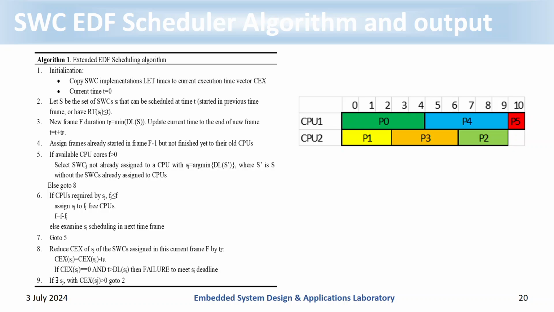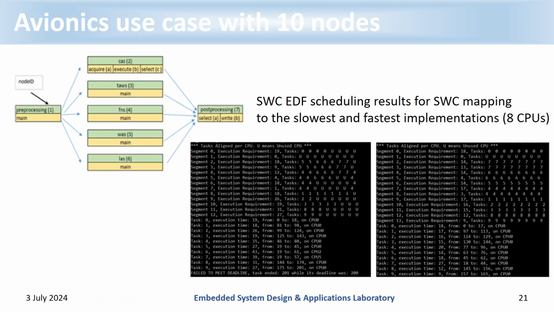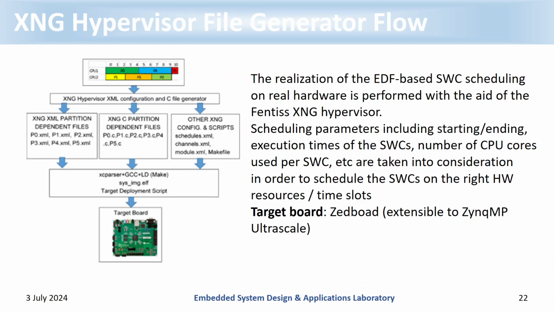The scheduler output of the example diagram of the previous slide is shown here for 2 CPUs. Another example is shown here concerning an aviation use case. The diagram consists of 10 nodes. You can see the results of the software component EDF scheduling using both the slowest implementations as well as the fastest ones of each software component. In both cases, 8 processor cores were available.